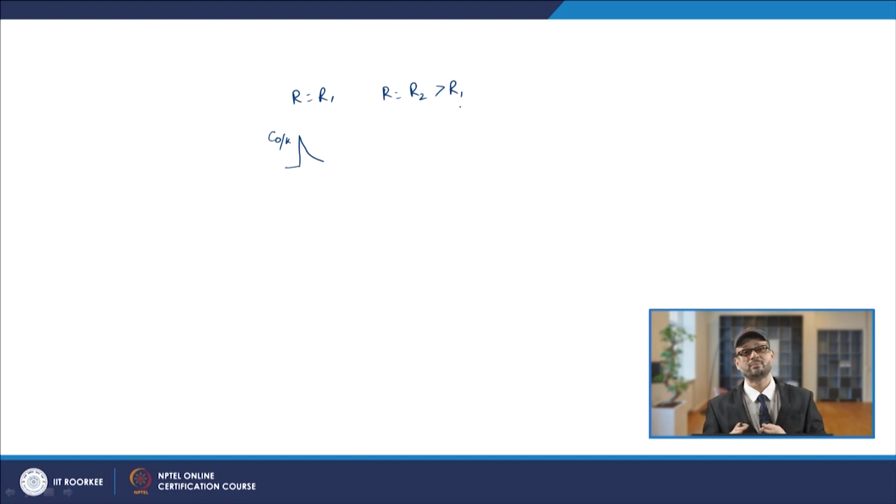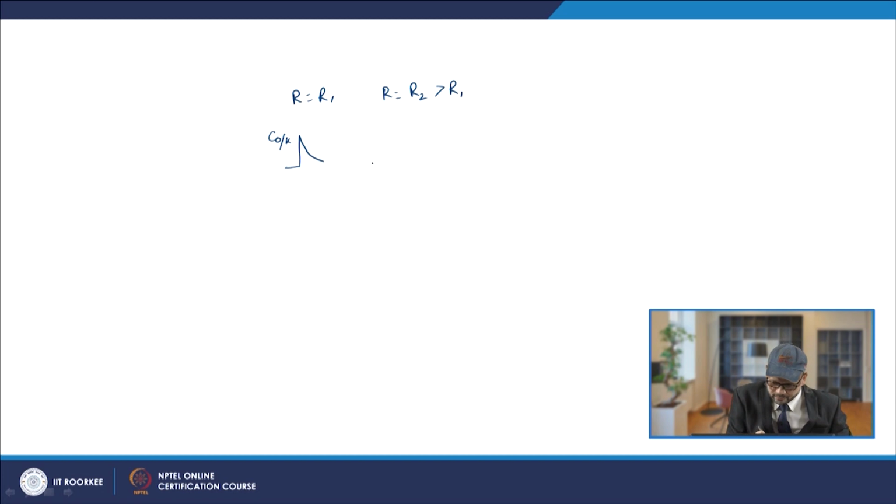Suppose you look at the pictorial representation of these bands, so that you can understand. Suppose the growth rate is R1. In that case, if you look at the solute concentration profile, we know that it moves from C naught to C naught by K, and then it goes like that. Now, suppose from R1 it is increased to R2, which is more than R1. In that case you will have a solute rich band ahead.